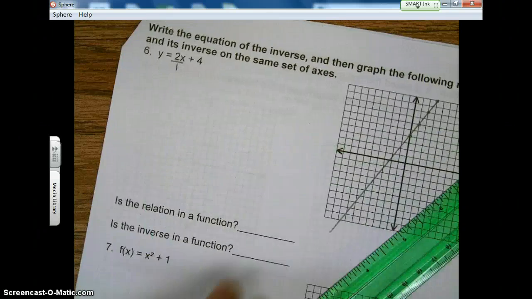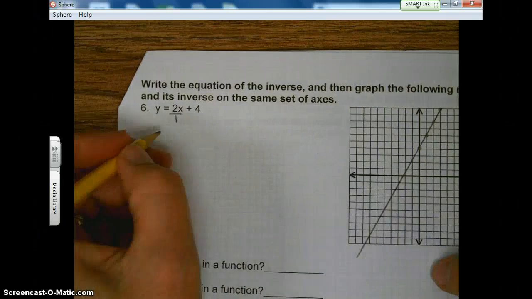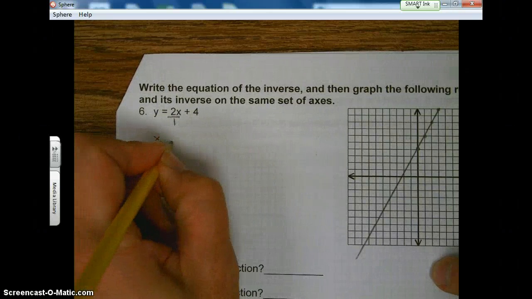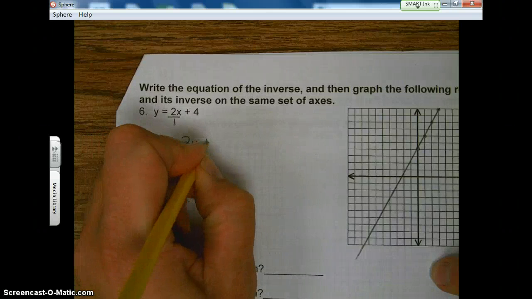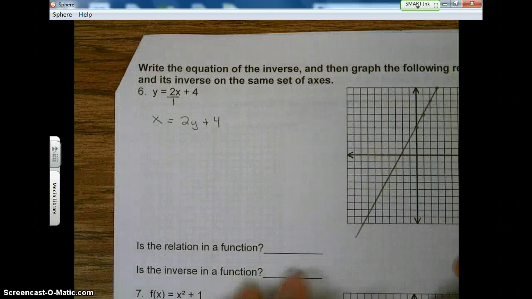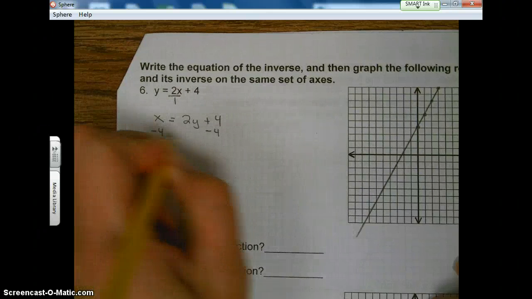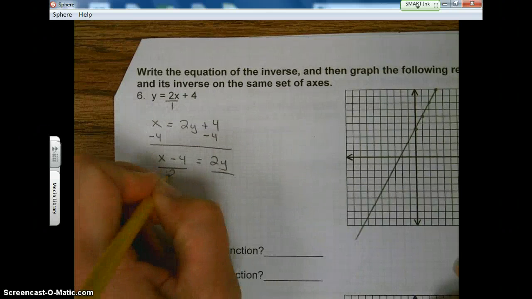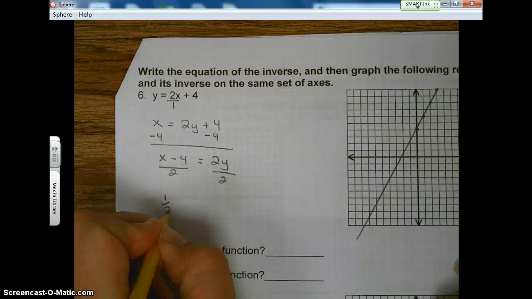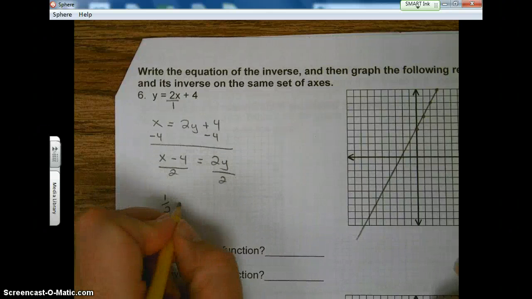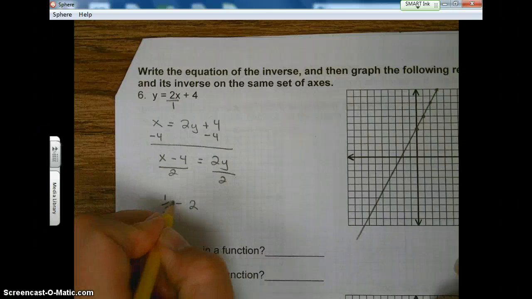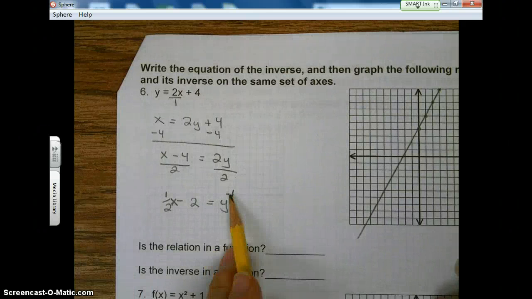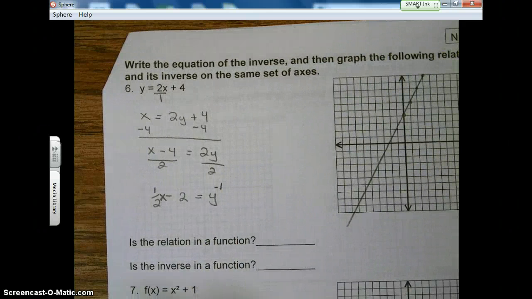Okay. All right, now let's get the inverse function. What's the first step? Do you have it memorized yet? Switch the x and the y. What's the second step? Solve for y. So our inverse is going to be 1/2 x minus 2 equals, don't forget the inverse notation. Okay? Let's go ahead and graph this one.